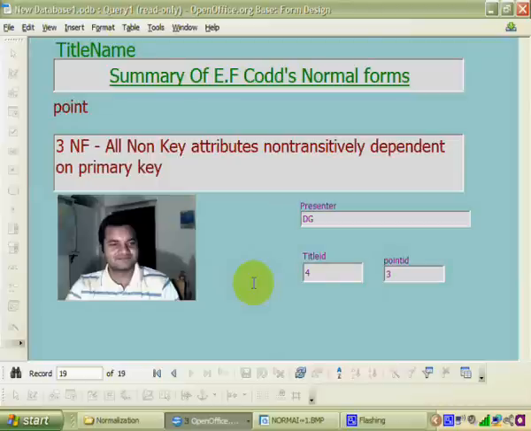So let's look into examples of all these three normal forms, and we will look into the examples of violations, and we have very good examples. We will look into how alternative designs can overcome those violations, so that they conform to the corresponding normal forms.